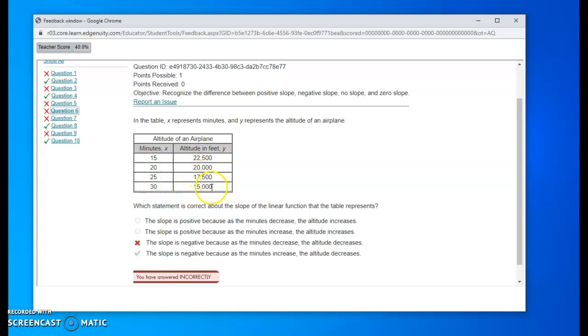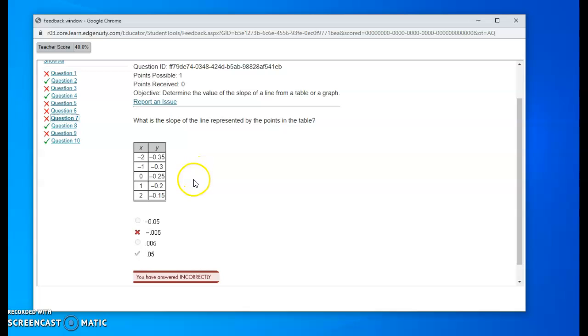Another word for going down is negative. This is going up, so that's positive. So negative over positive. So it's going to be this last one here. The slope is negative because the minutes are increasing, but the altitude is decreasing. So it looks like it's slowly landing there.